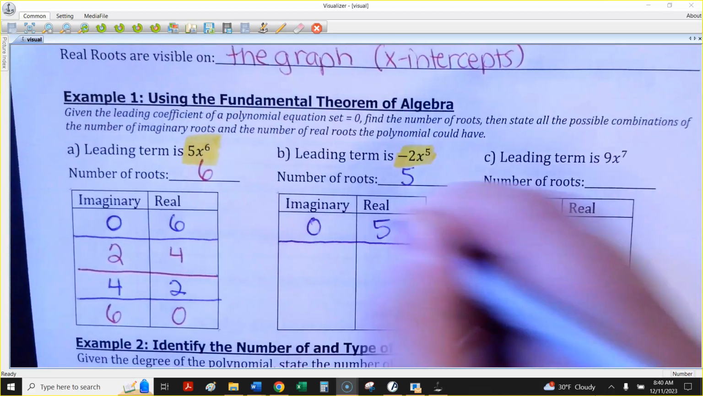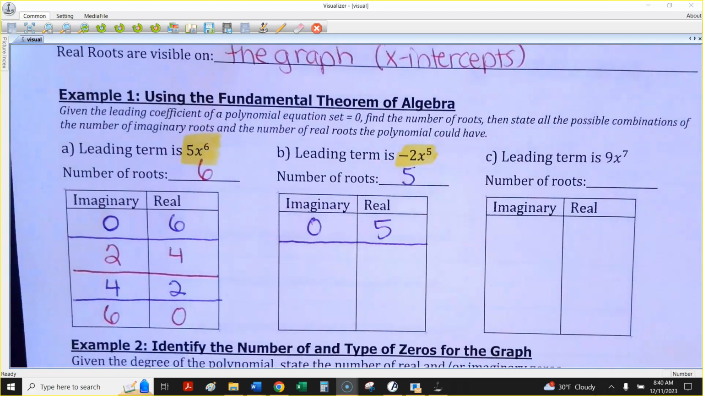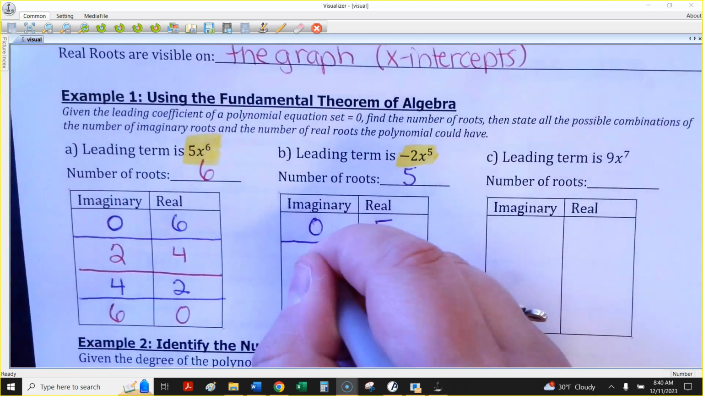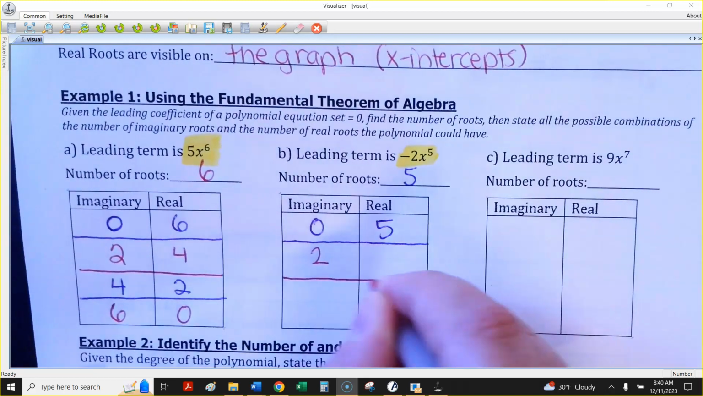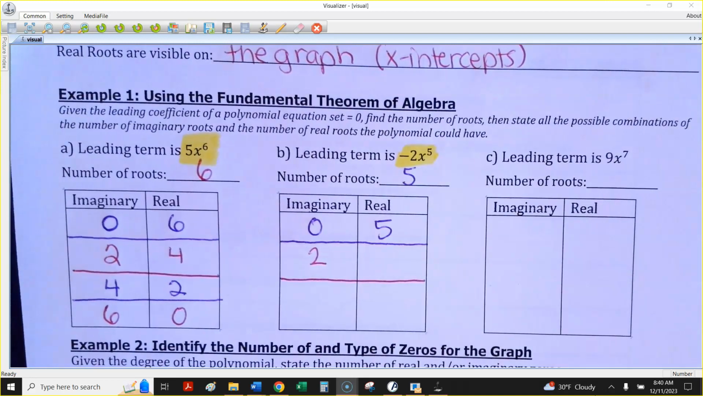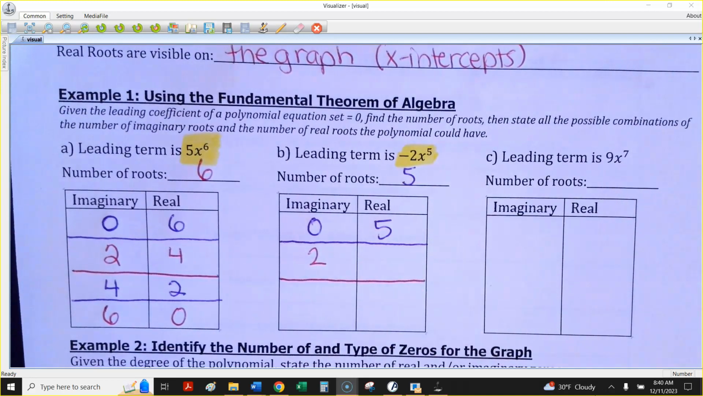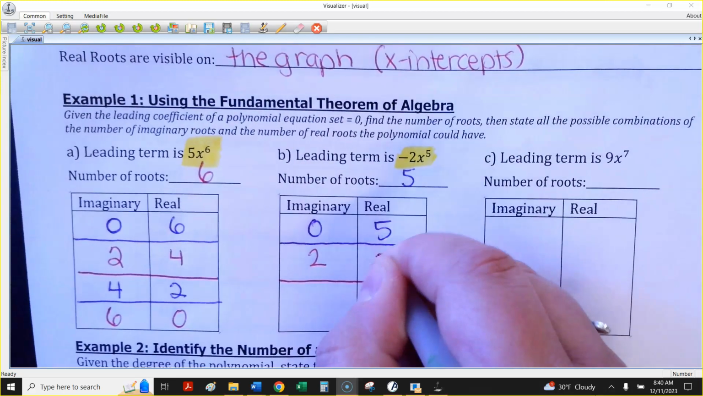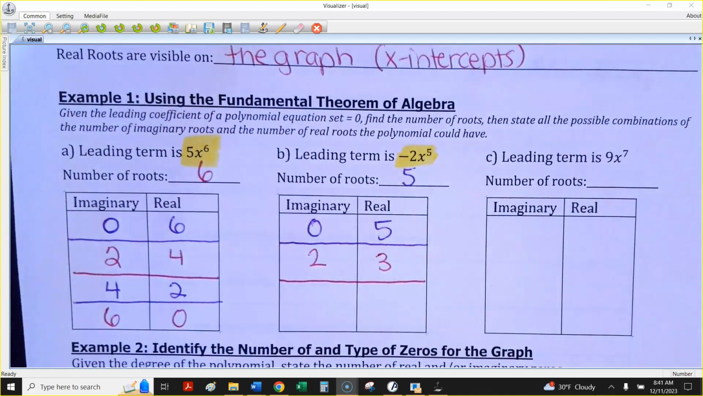Okay. Now, the imaginary have to come in pairs, so it can only be even numbers. So I could do 2. If I had 2 imaginary, how many real would we have to have? 3, because it has to add up. Each one of these rows would have to add up to the total number you need, which is 5 for this example.